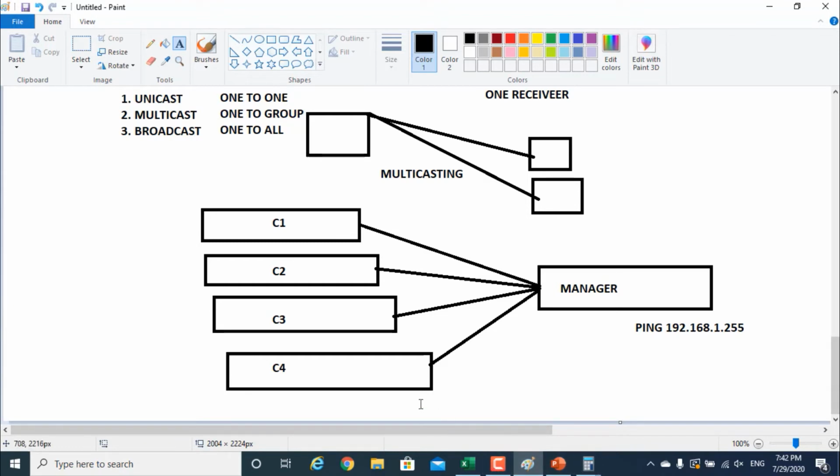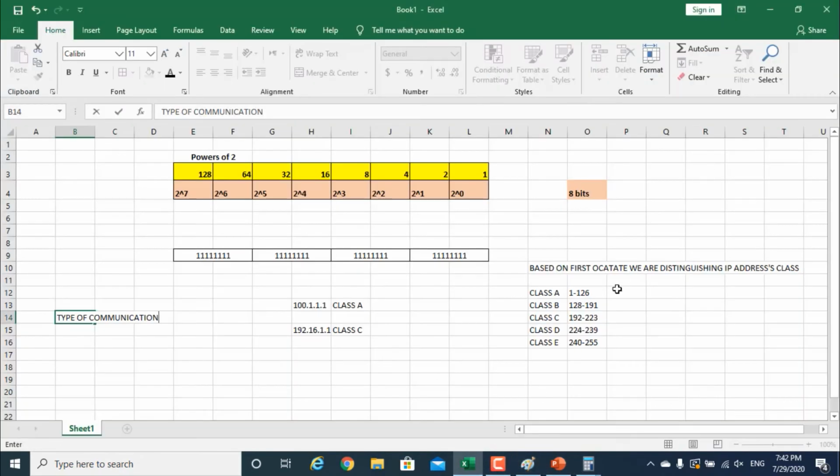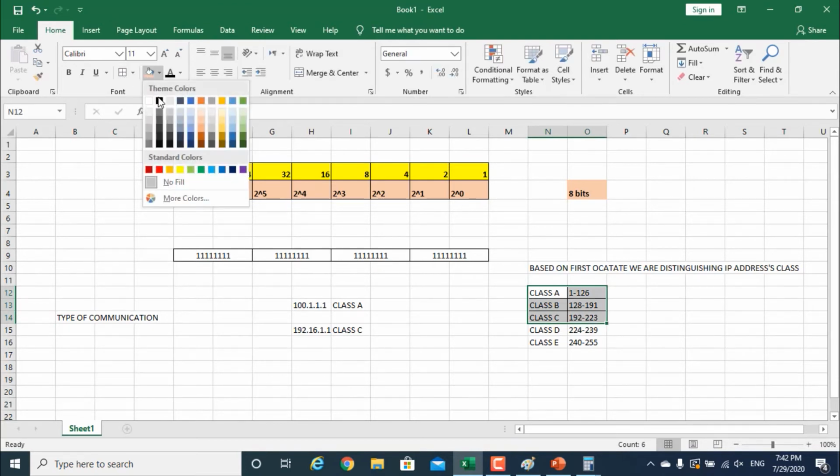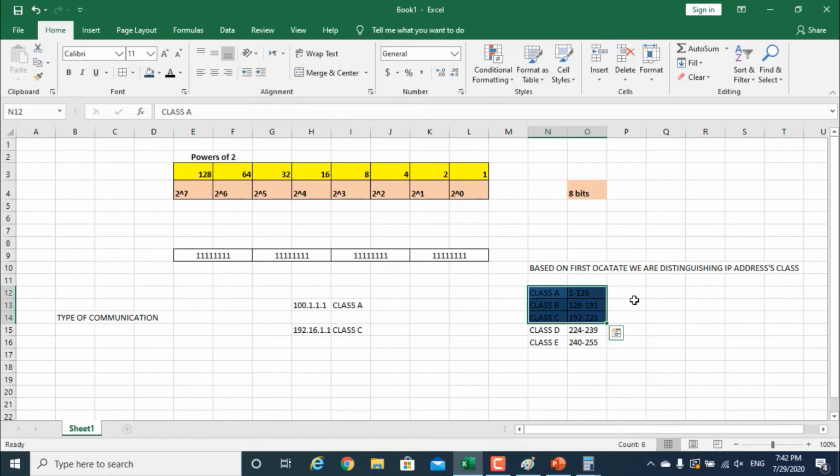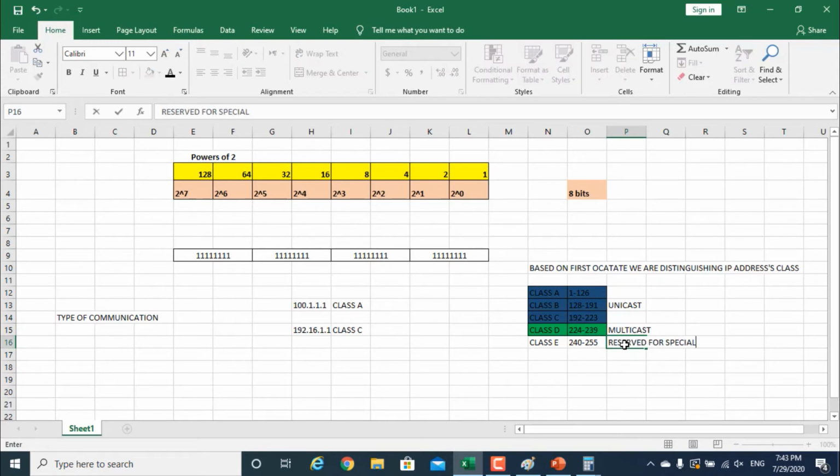Based on this type of communication, we are going to use different classes. If our type of communication is unicast, we will use this range, class A, B, and C. If our type of communication is multicast, we are going to use class D. This class D is used for multicast purposes, and class E is not used, guys. It's just reserved for special experiments.